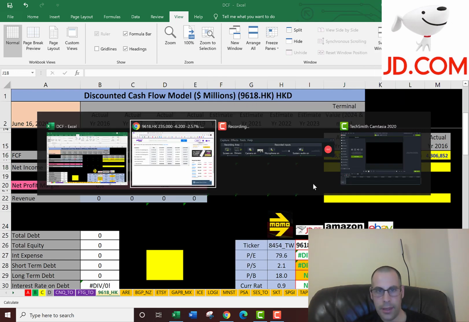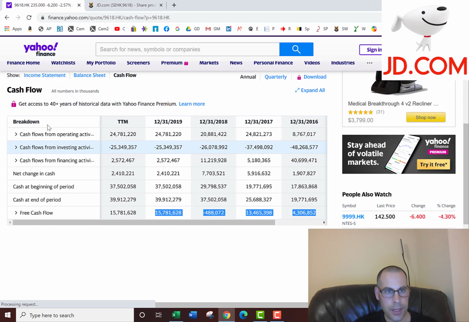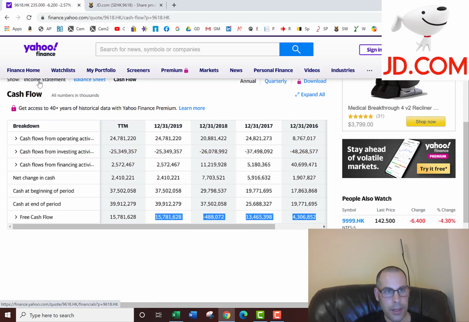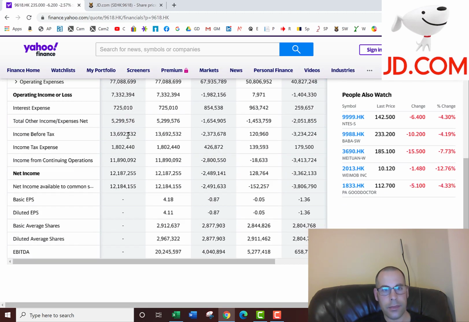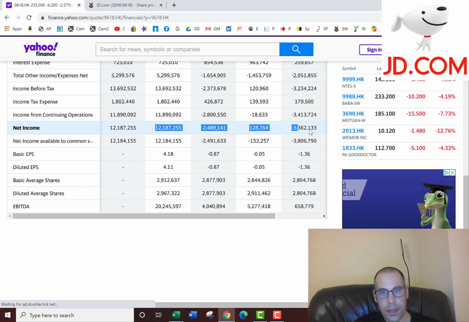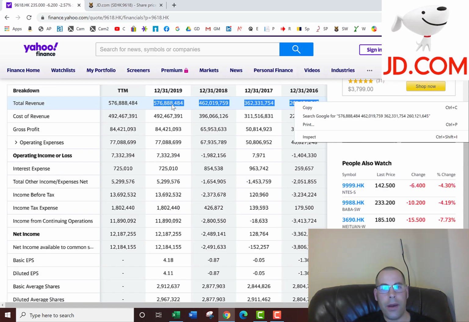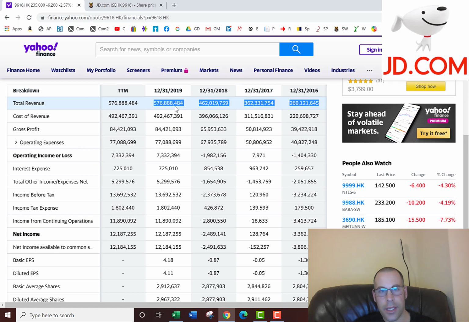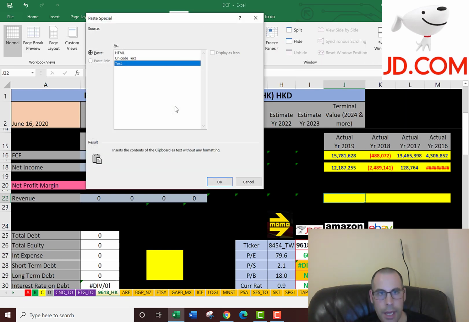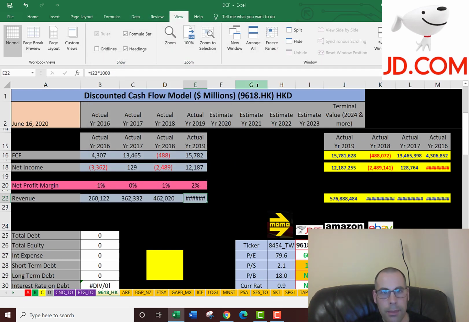We also need the net income, which is the profit and loss for the business, and that's on the income statement. Let's also pull the revenue. That's on the income statement. That's just the sales for the company. And let's take a quick look at the numbers.